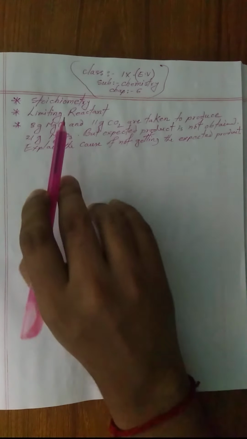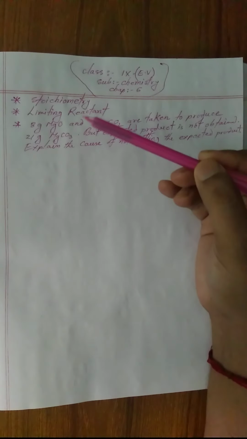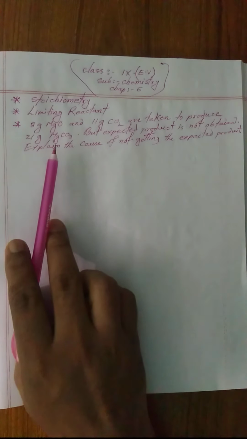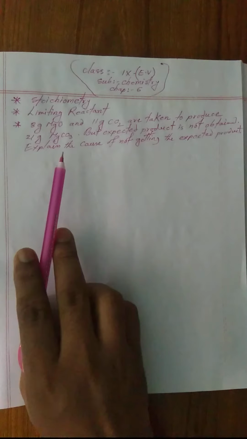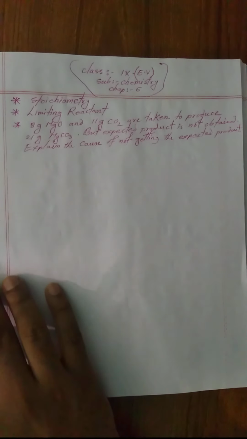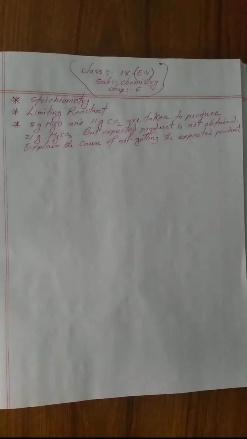Today I would like to discuss our chapter 6. The topics for today are stoichiometry, limiting reactant, and a math from limiting reactant. Both of these two are very important in this chapter, so be attentive.